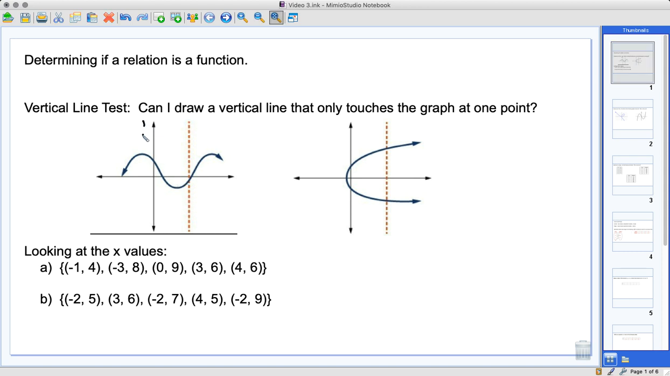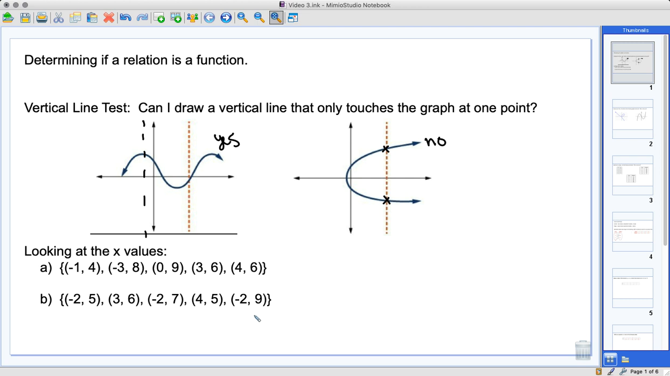Okay, I could even draw another vertical line over here. It only touches my graph once though. Second picture is not a function, okay, because my vertical line touches here and here. So that makes it not a function.